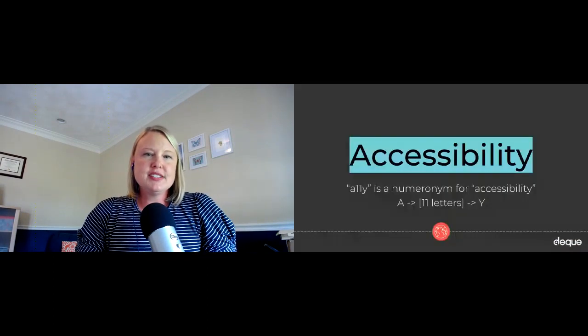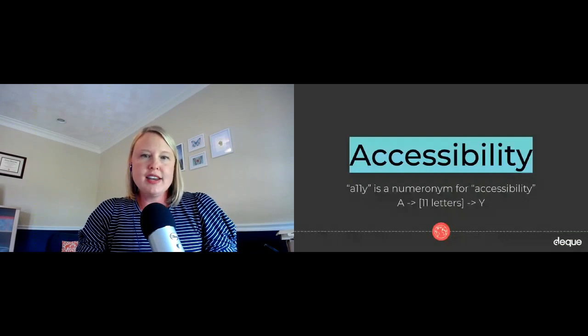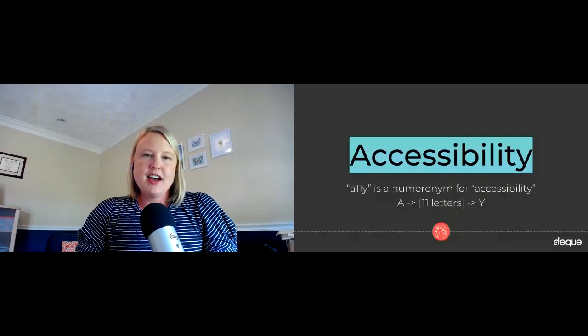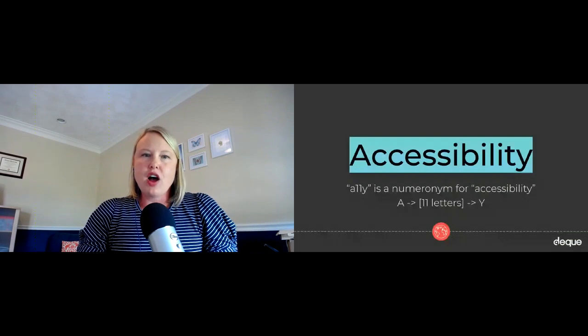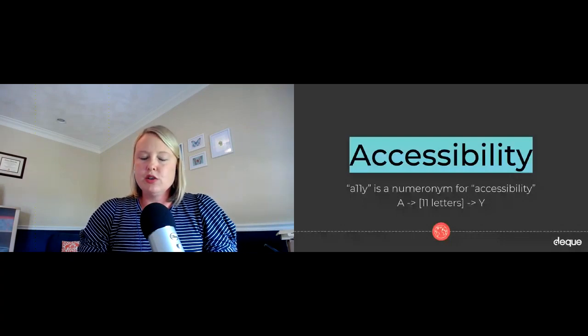Digital accessibility, sometimes abbreviated A11Y, also called ALLY sometimes, is about designing and building your digital offerings in such a way that regardless of a person's mental or physical ability, they can still interact with your website, app, or electronic document in a meaningful and equal way.